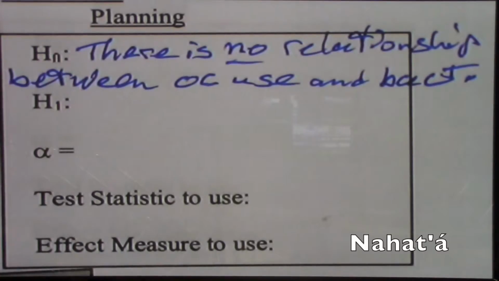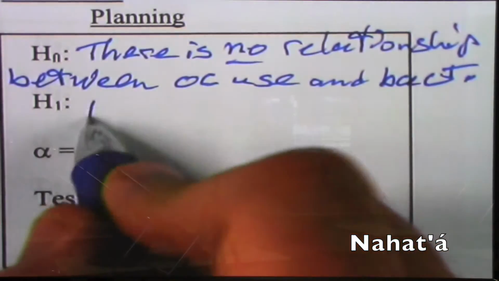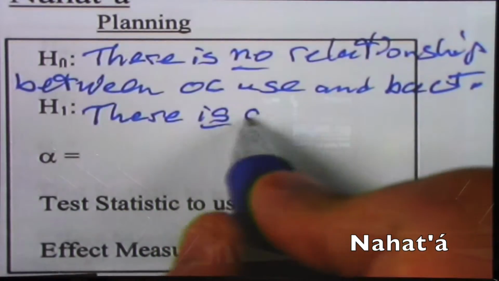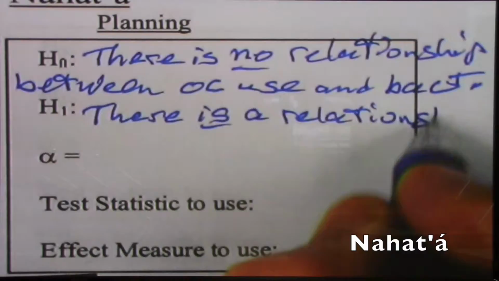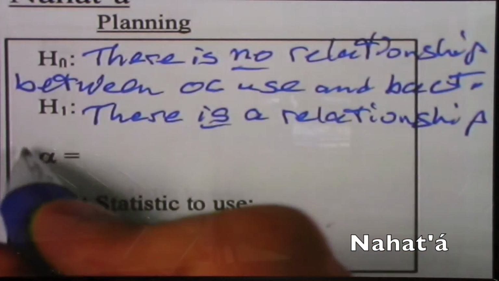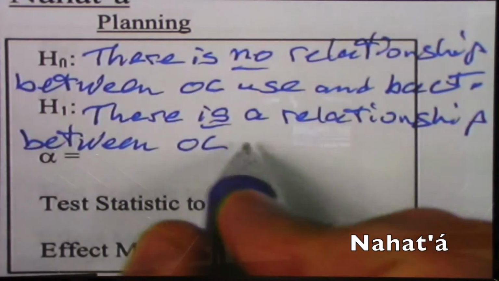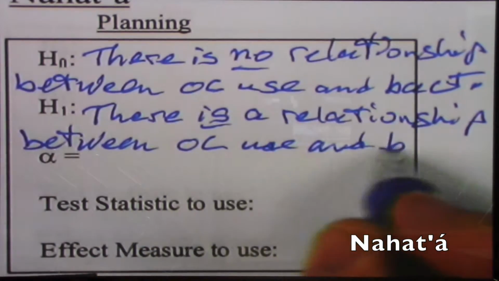Okay, then the H1, the alternate hypothesis, this is our claim to be tested in this study, is that there is a relationship. And it's the same wording afterwards between OC use and bacteriuria.